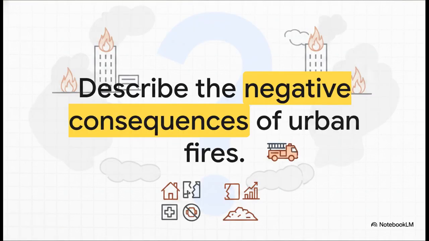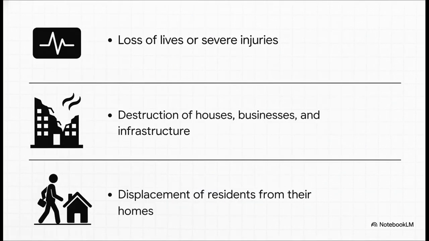Okay, next up is a question on urban hazards. This one needs a bit more detail. So the model answer hits 3 key points: loss of life, destroyed property, and people being displaced.